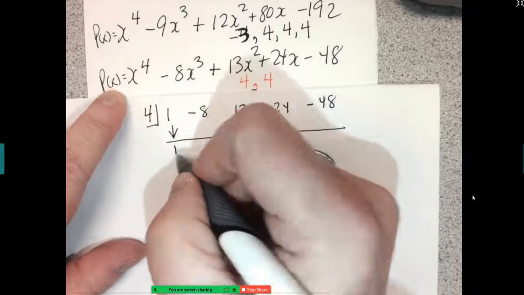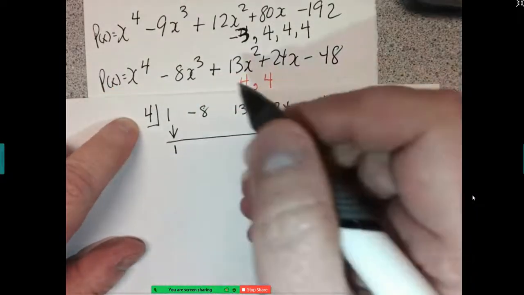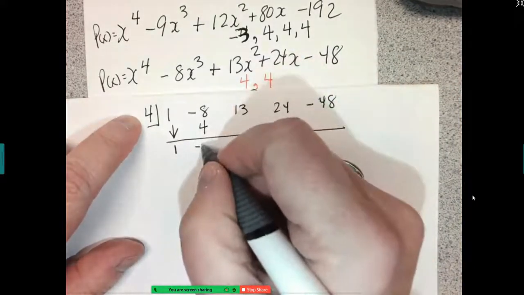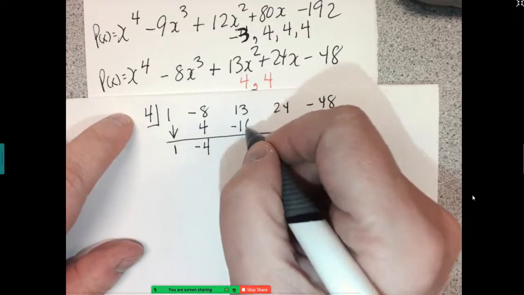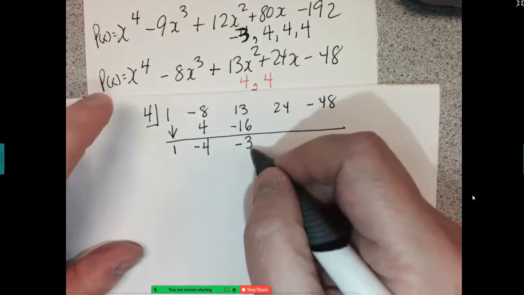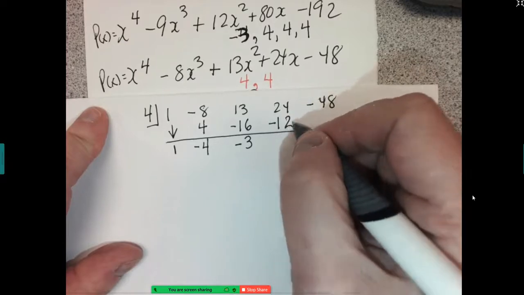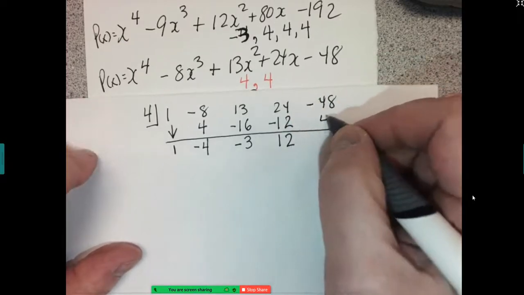So I'm going to get the ball rolling, and I'm expecting to get 0 here. If I don't, I've made a mistake. 1 times the number in the box, then we add. -4 times the number in the box, and then we add. -3 times the number in the box, and then we add. And 12 times the number in the box, and then we add.